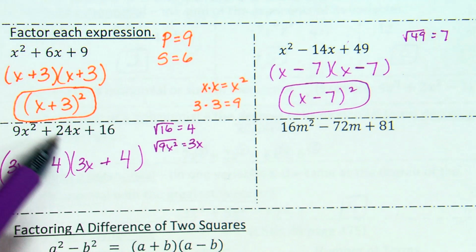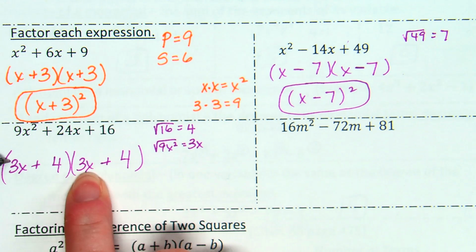3x times 3x is the 9x squared, right? Then you do outsides. 3x times 4 is going to be 12x, so there's half of it. Then when you do your insides, 4 times 3x is 12x. There's the other half of it, right? Because 12x and 12x is 24x. And then 4 times 4 is your 16.